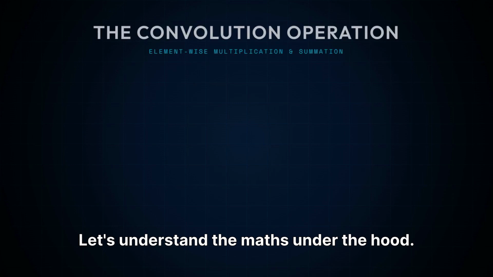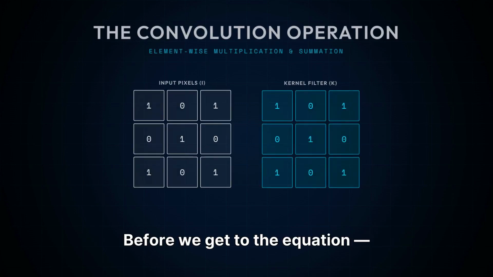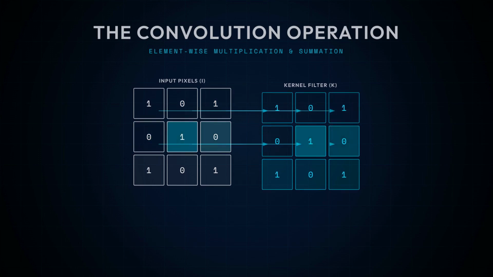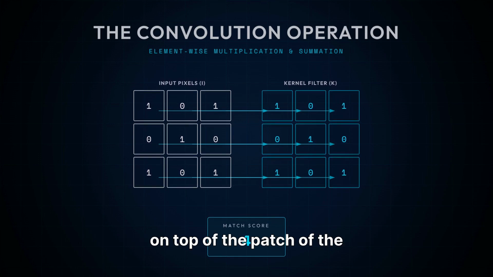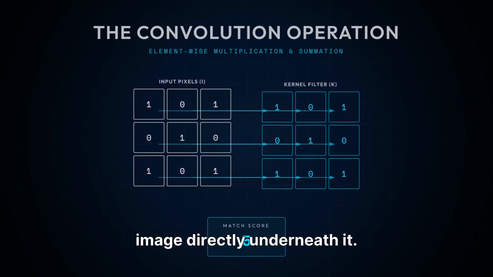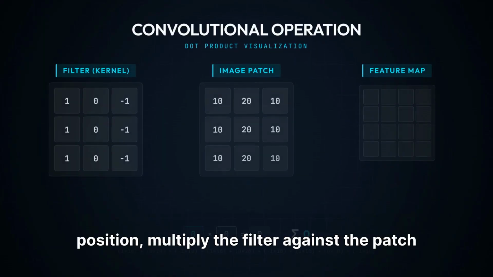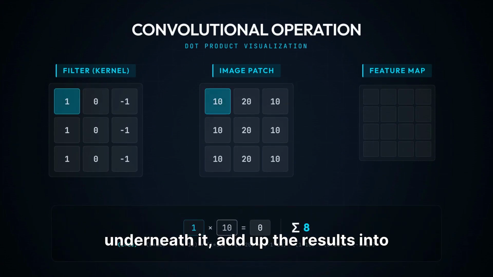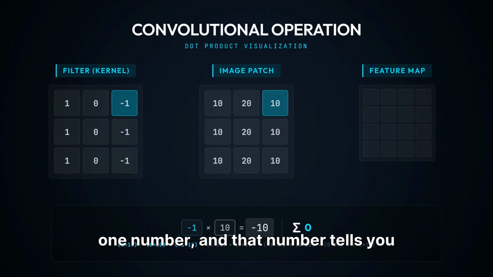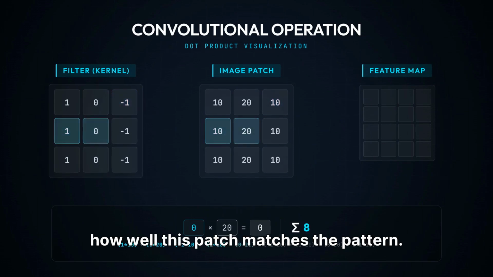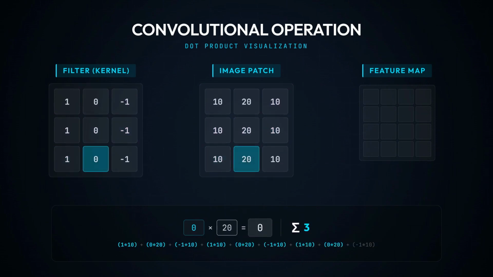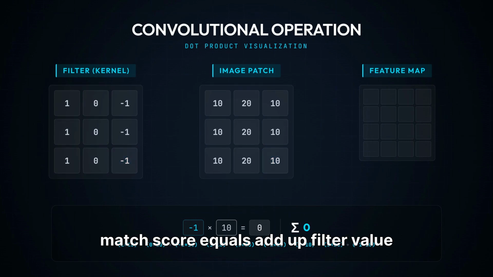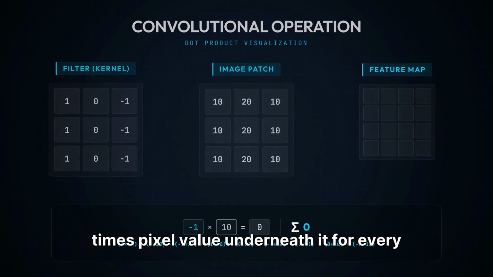Let's understand the maths under the hood. Before we get to the equation, here's what's actually happening. At every position the filter visits, it lines up its small grid of numbers on top of the patch of the image directly underneath it. Because this is the core of everything, let's say it once more. At every position, multiply the filter against the patch underneath it, add up the results into one number, and that number tells you how well this patch matches the pattern. Now here's that same idea in math. For one single position of the filter, match score equals the sum of filter value times pixel value underneath it, for every cell.